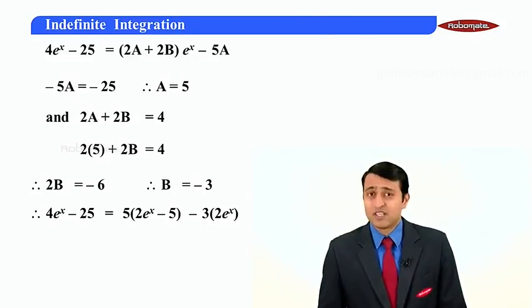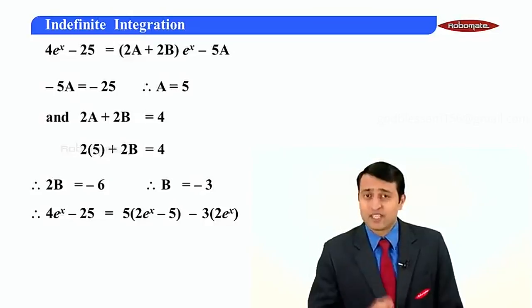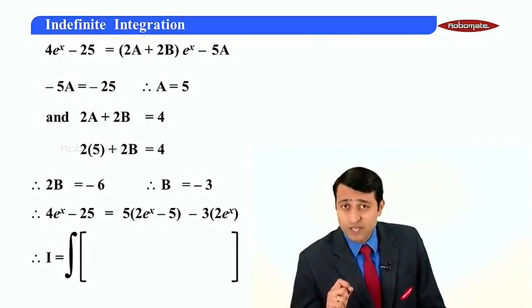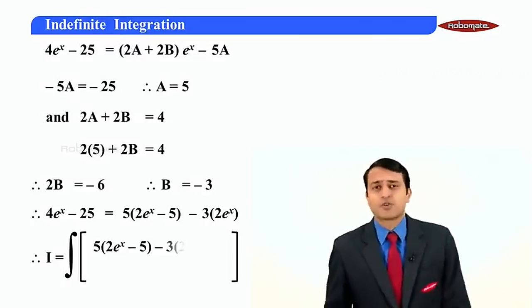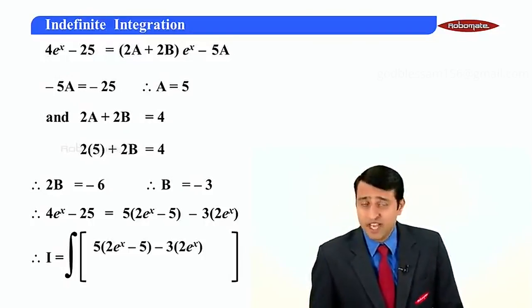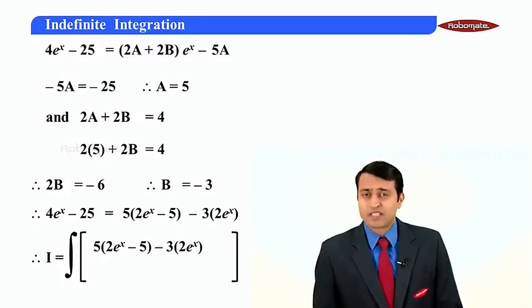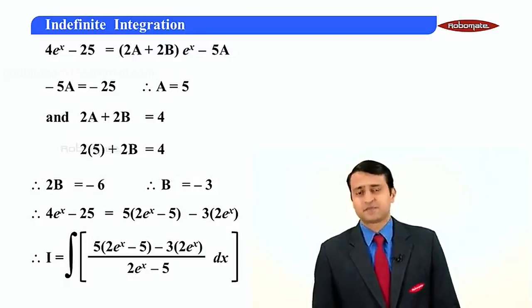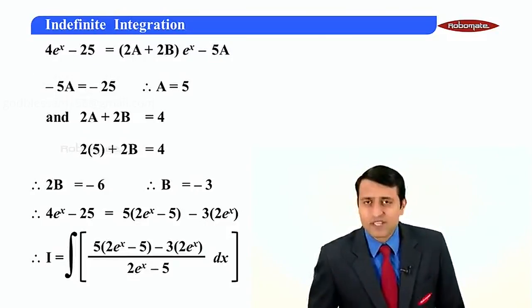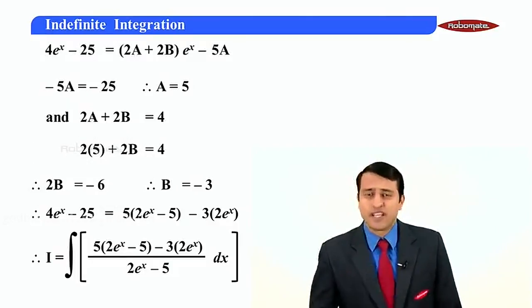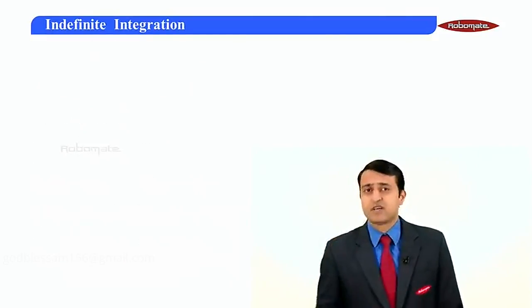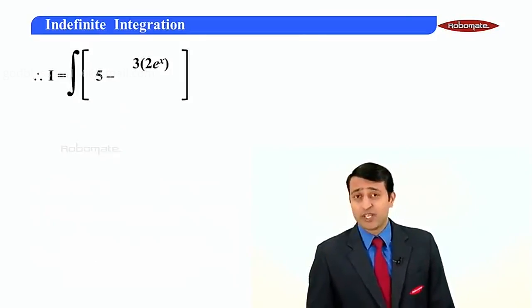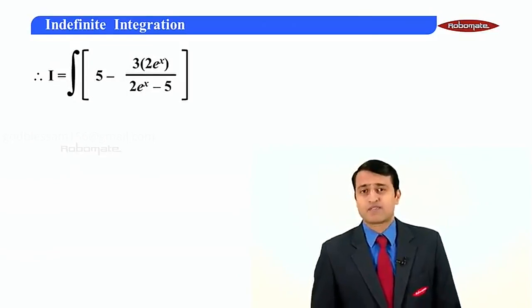Now my dear students, instead of the numerator, we are going to write this in the integral. So our integral will have, instead of 4 e raised to x minus 25, what should I write? I should write 5 times 2 e raised to x minus 5 minus 3 times 2 e raised to x upon 2 e raised to x minus 5 dx. Now, in the next step, it is obvious that we are going to separate. So what we'll get is only a 5 in the first term. So what we'll have is integral is equal to 5 minus of 3 into 2 e raised to x upon 2 e raised to x minus 5 dx.